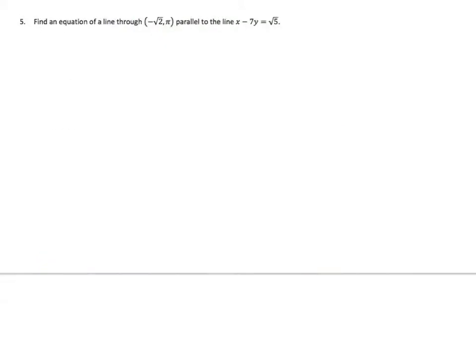Find an equation of a line through a given point and parallel to the line x minus 7y equals square root of 5. All right, I need to figure out the slope of this. So I'm going to subtract x from both sides. And then I need to divide everything by negative 7.